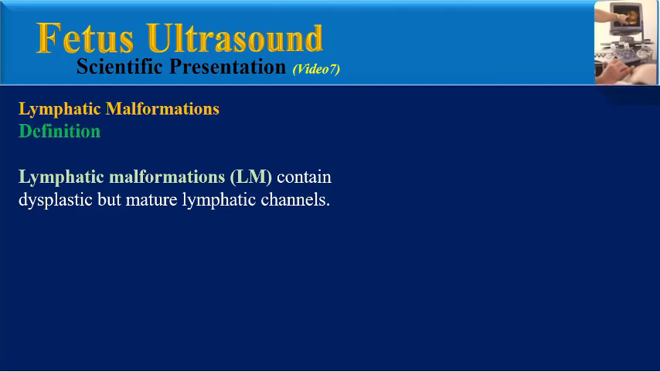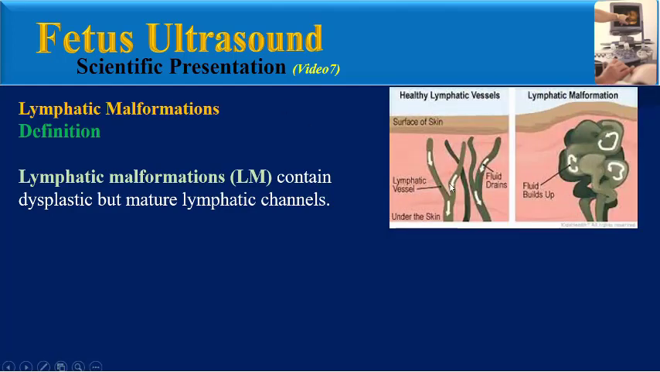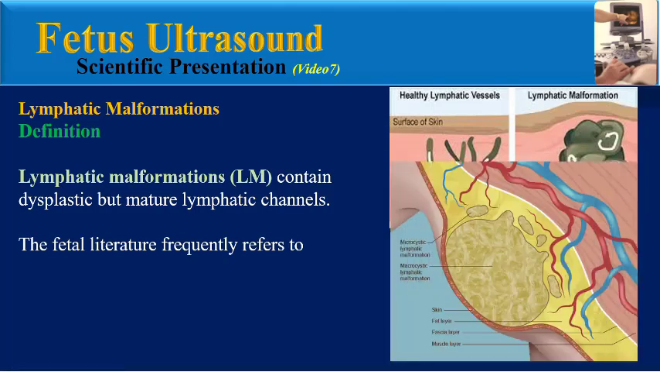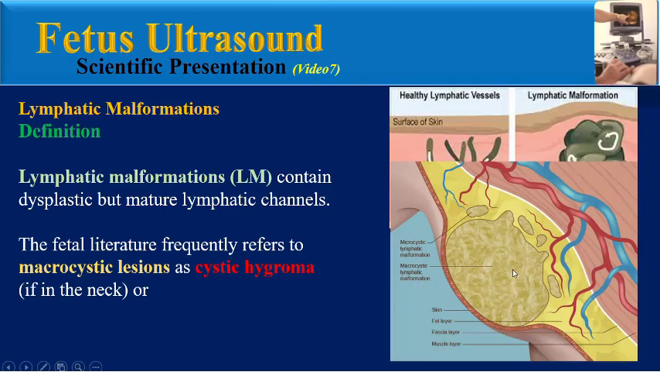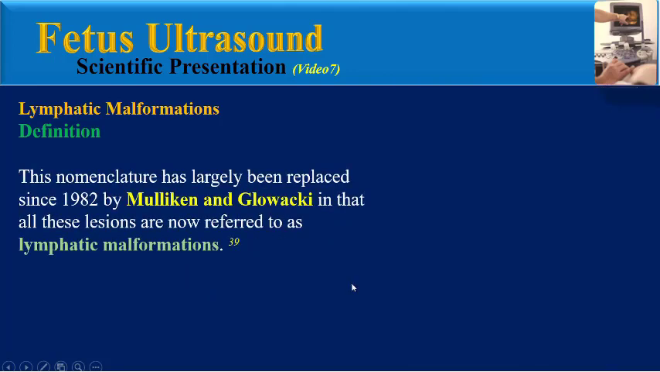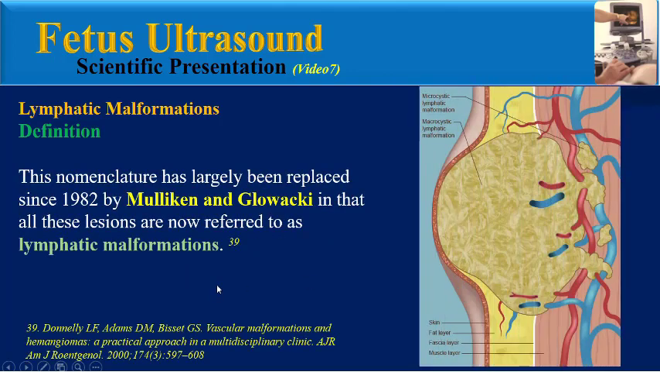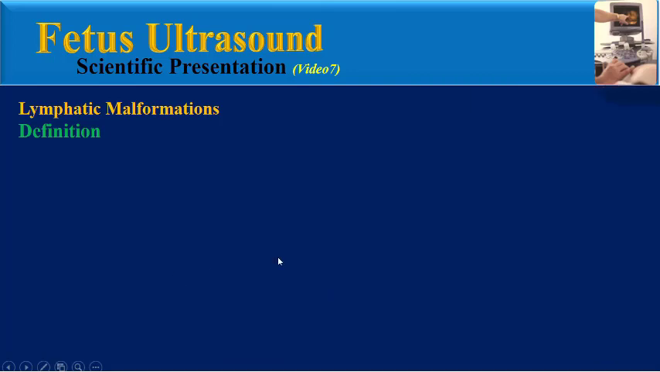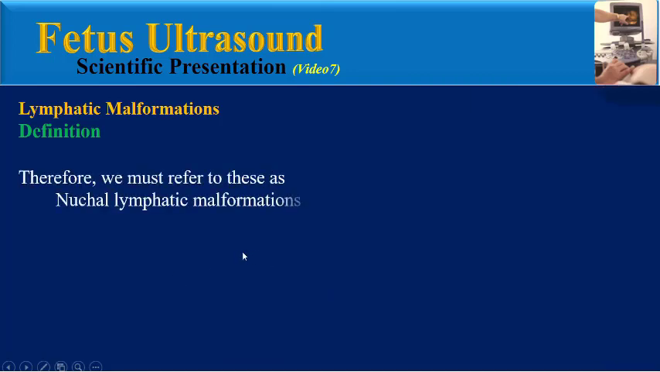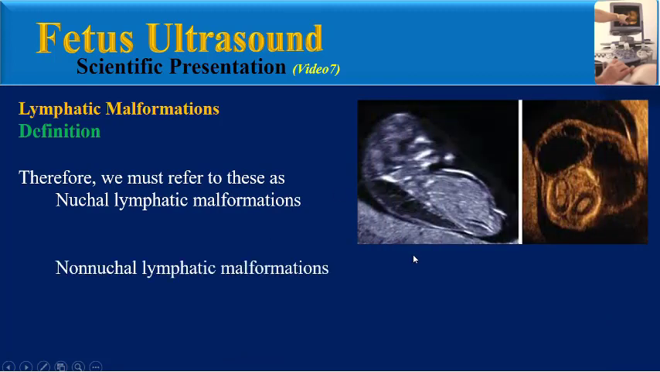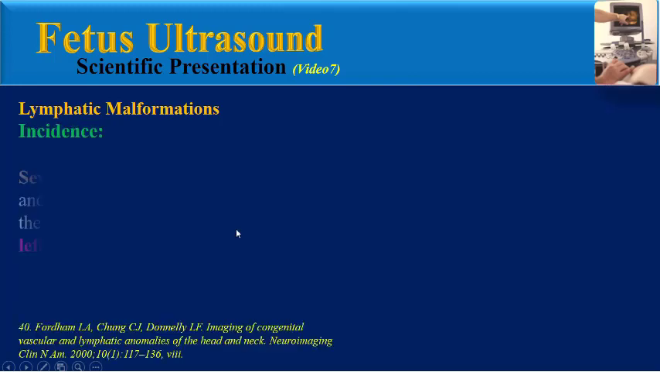Lymphatic malformations contain dysplastic but mature lymphatic channels. The fetal literature frequently refers to macrocystic lesions as cystic hygromas if in the neck, or microcystic lesions as lymphangioma. This nomenclature has largely been replaced since 1982, in that all these lesions are now referred to as lymphatic malformations. Therefore, we must refer to these as nuchal lymphatic malformations and non-nuchal lymphatic malformations.